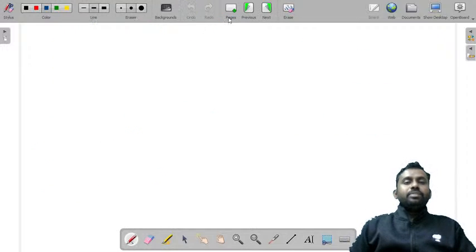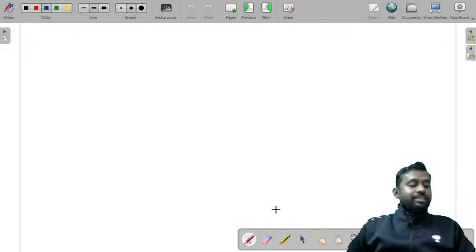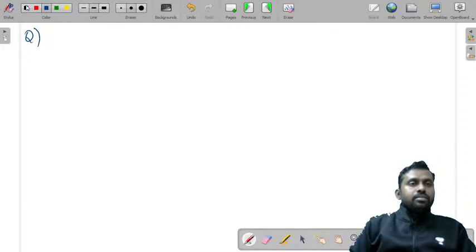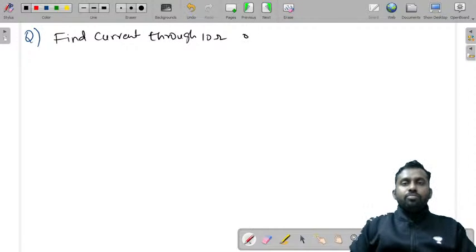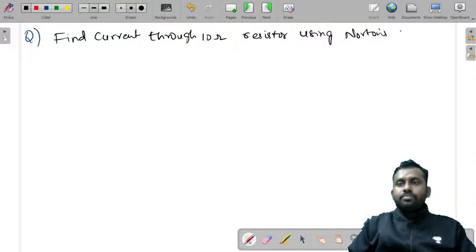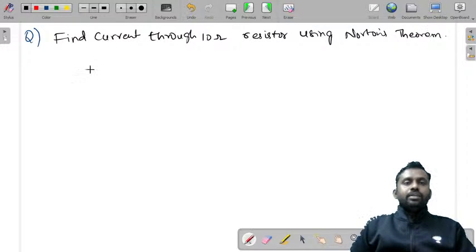So let us take one problem and try to see how you apply this Norton's theorem to any given question. The question is given like this: find current through 10 ohm resistor using Norton's theorem. And the circuit is given something like this.